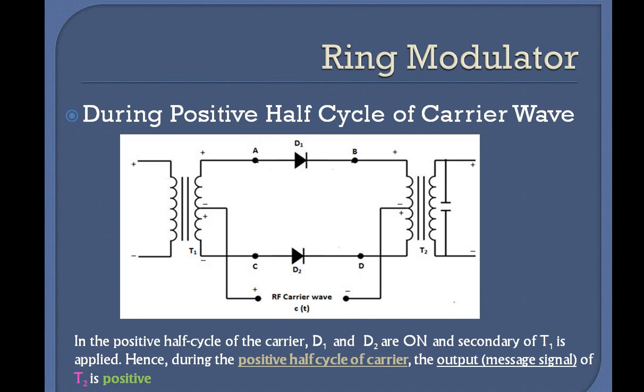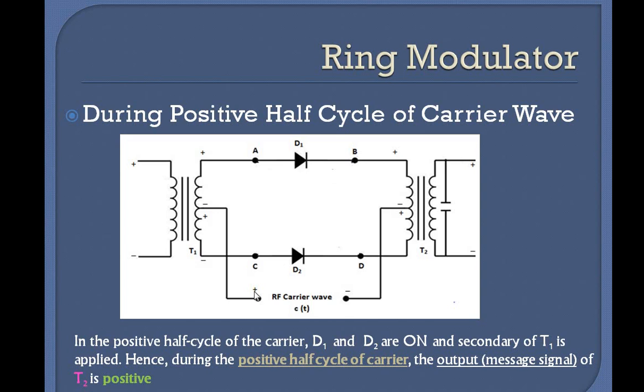So this gives your output as the positive cycle, or the positive signal of your message signal is given to the transformer T2, or else the output message signal of T2 is positive. I'll repeat it once again. In the positive half cycle of the carrier, D1 and D2 are on, which means they are in forward bias. It means D3 and D4 are off, which are in reverse bias. You can see here, these are off.